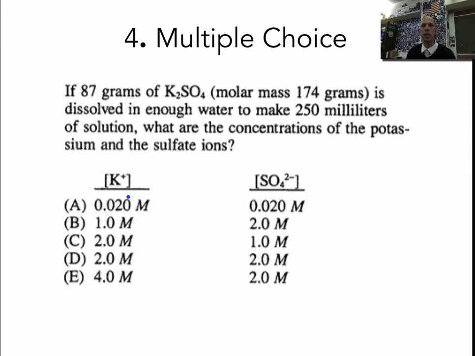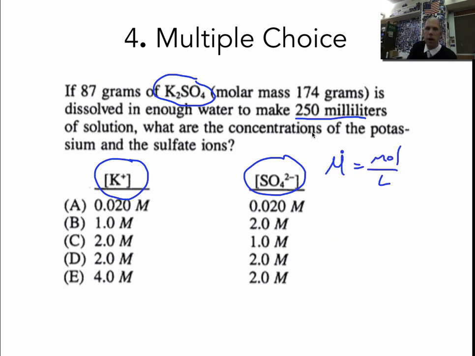Let's go ahead and look at this last one. It says you have 87 grams of K2SO4. They gave you the molar mass, and they told you that it's dissolved in enough water to make 250 mL of total solution. And they want to know the concentration of not the K2SO4, but the concentration of the K+ and the concentration of the SO4 2-. Okay. So I suggest that you find the molarity of the K2SO4 first by converting those 87 grams to moles and popping that right here, and converting those 250 milliliters to liters, popping that right here. And then looking at the relationship between the K2SO4 and the K+, and the SO4 2- and the K2SO4.